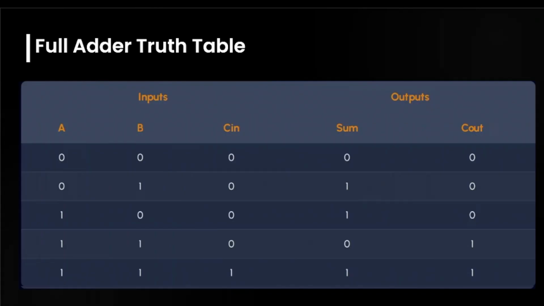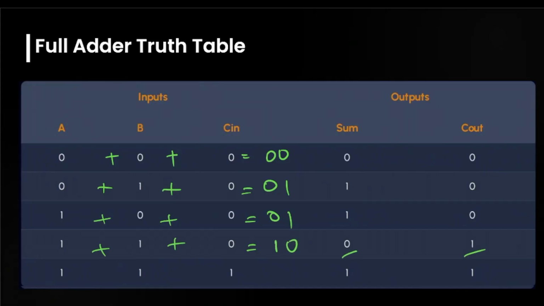Suppose you're adding 0 plus 0 plus 0, you get 0, 0, right? The sum is 0, the carry is 0. Whatever we've looked at in the previous one as well. 0 plus 1 plus 0 is 0, 1. And then 1 plus 0 plus 0 is 0, 1. Again, 1 plus 1 is 1, 0. Sum is 0, carry out is 1. What if it's 1 plus 1 plus 1? Then you have sum and carry, it'll look like 1, 1, right? So sum is going to be 1, carry is also going to be 1, right?